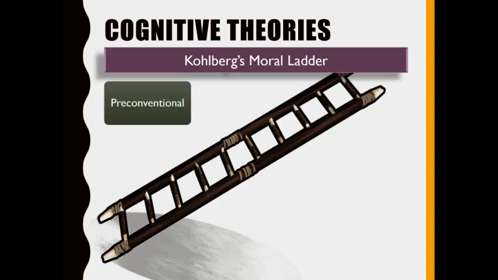So he says when we're little, we're at the bottom of the ladder. Very small children are what he called pre-conventional. They don't yet understand how the rules and things of the group work. Conventional is another word for law or rule or standards or norms. So pre-conventional children don't yet understand what the rules and norms are.